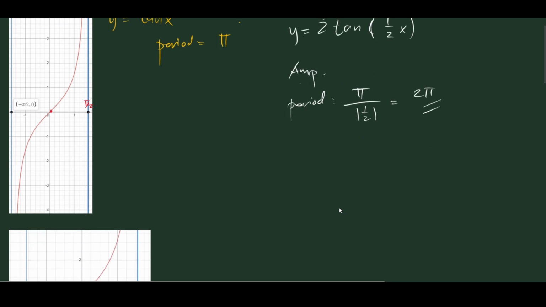Okay, so let's take a look at its graph. It says that the period is 2 pi. Is it correct? As you can see here, it is indeed 2 pi. It is from negative pi to pi. So all in all, that is 2 pi.